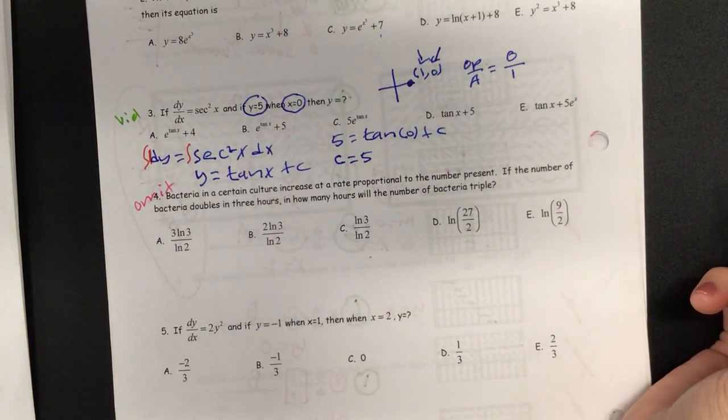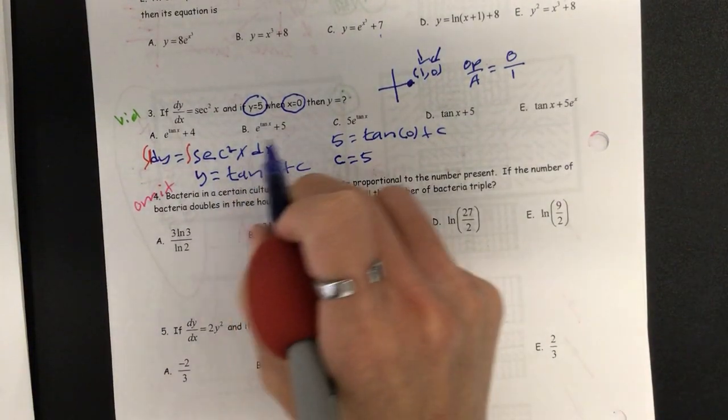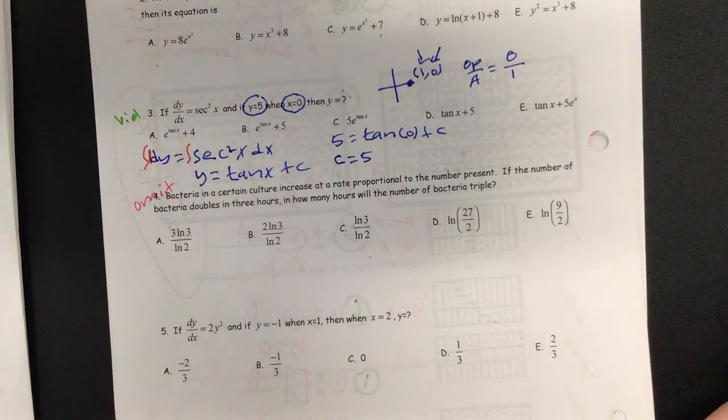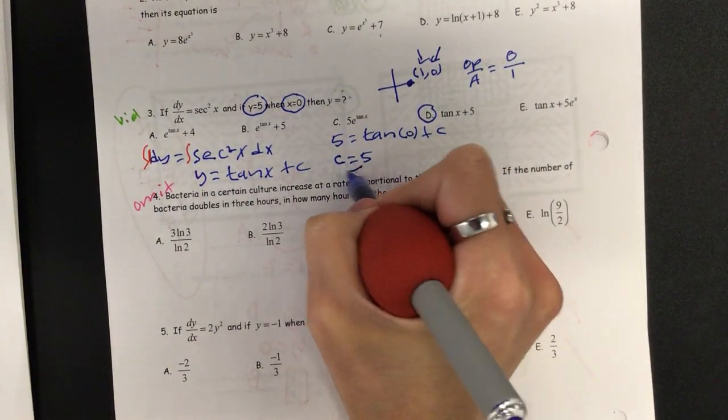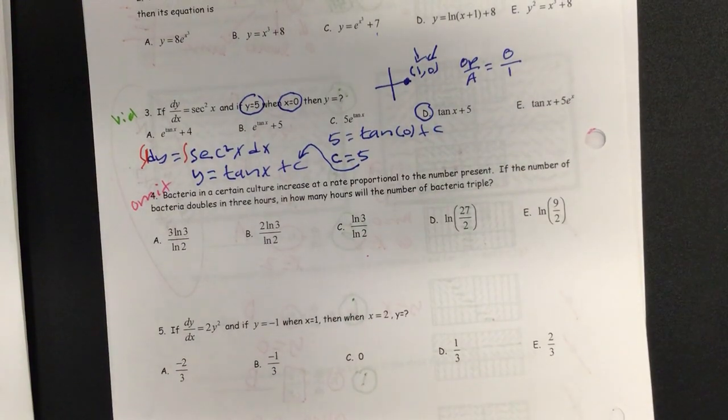So if I were to plug this back in, it's going to look like A, B, C, D, or E? D it is. I'm plugging the c value back in here. Then it looks like y equals tangent x plus 5. Now let's go on to number 12.